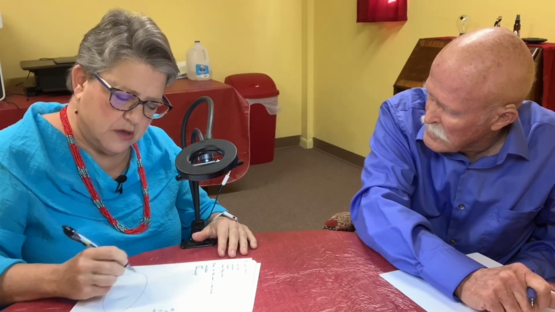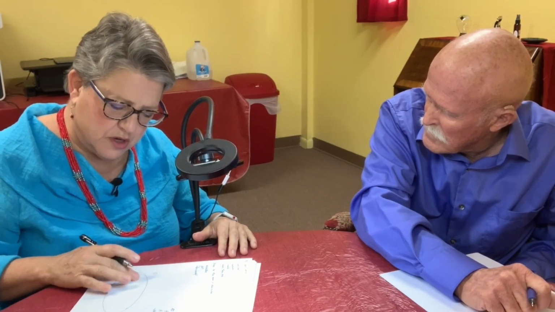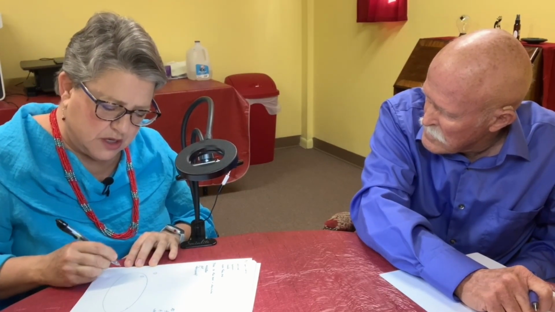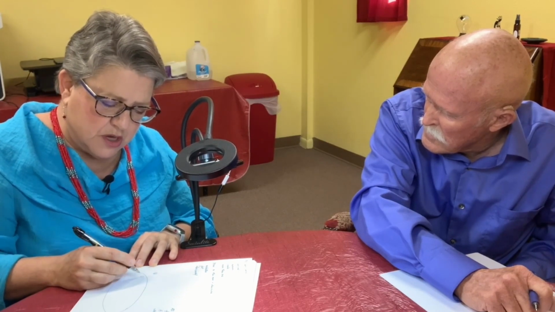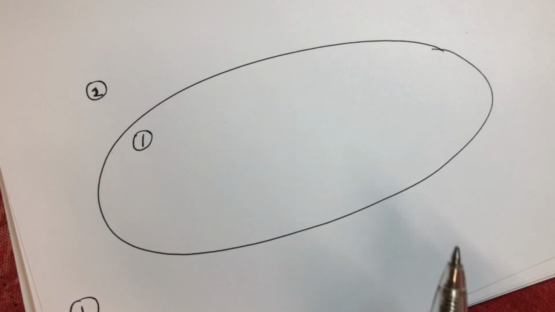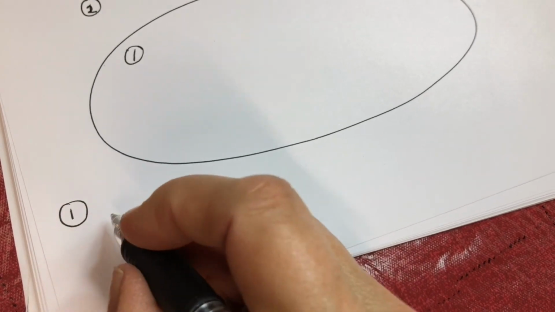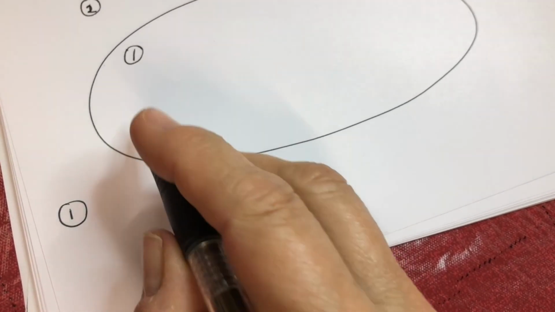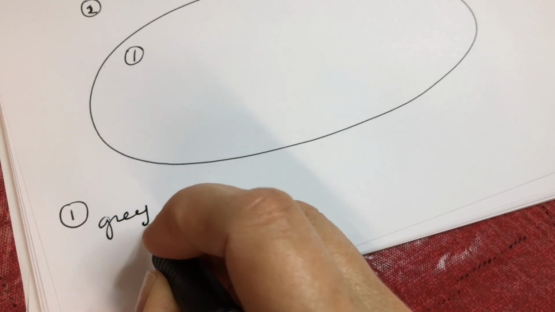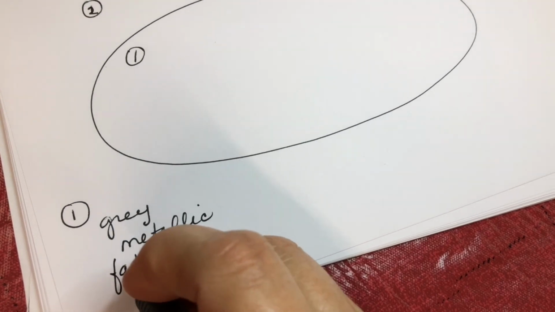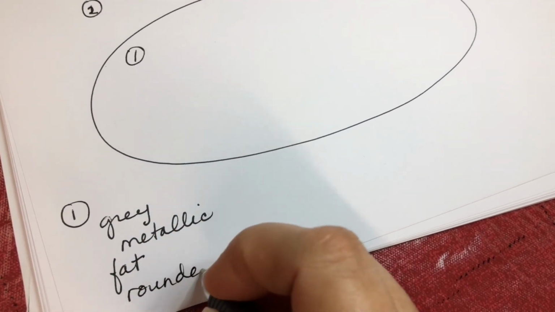So this is number 1. Well, I should probably put my number 1 here. And number 1 is, and we'll make this number 2. Number 1 is, oops, sorry, I didn't show you guys that. Okay, I gotta keep remembering to move the paper under the camera. So number 1 feels gray and metallic and fat and rounded. Page 4.